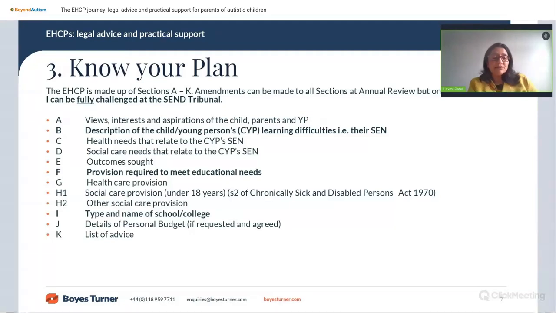Section I is often appealed at the tribunal, and section I sets out the type of placement. So here you'll be talking about whether it's a primary or secondary, whether it's a mainstream or special. So it's the type of placement and then the name of the school or college. And section J sets out details of a personal budget if one's requested and has been agreed. And section K will set out a list of all the advice or all the appendices to the EHCP.